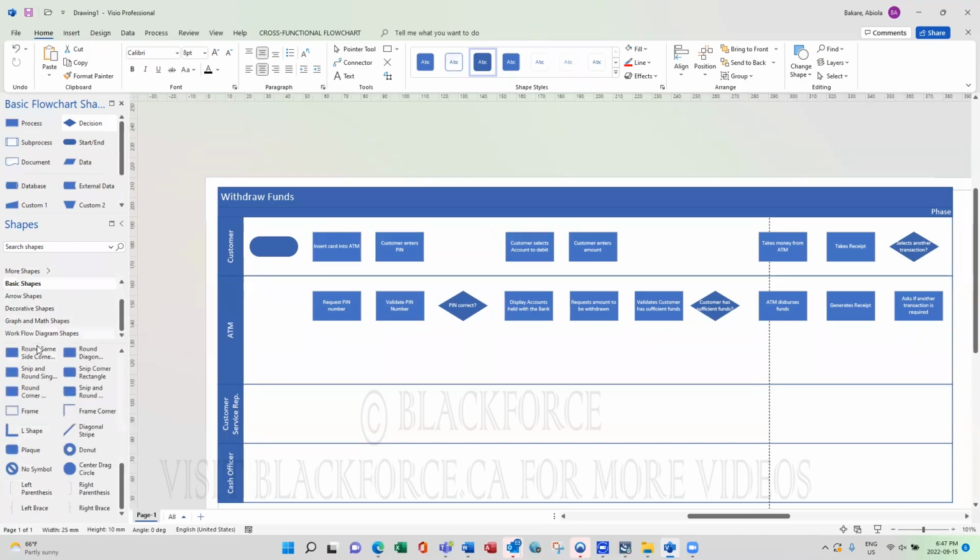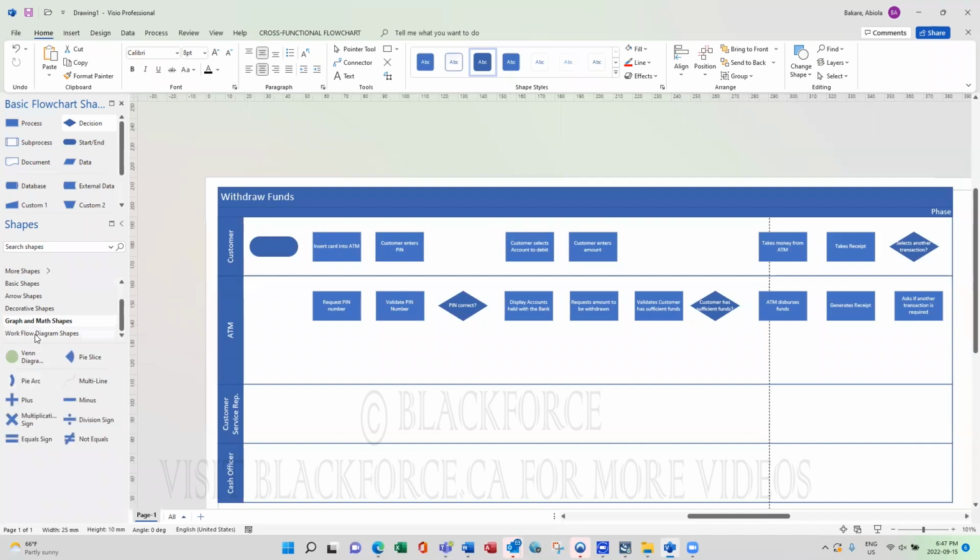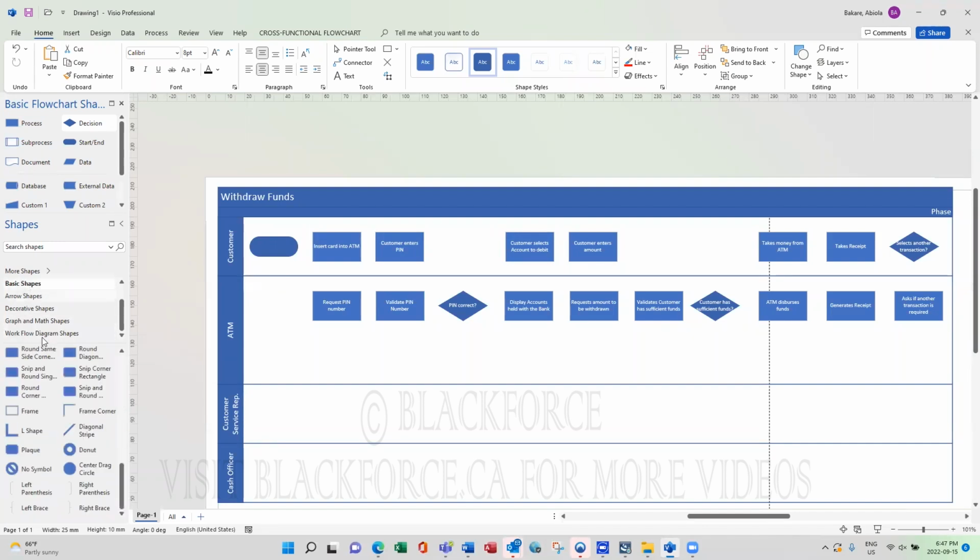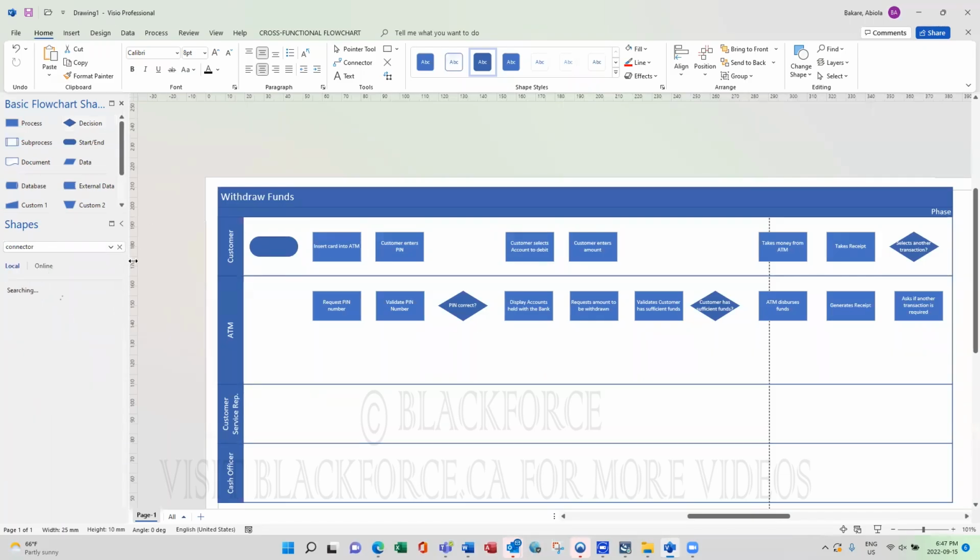Let me look for my connectors. Visio has added so many shapes, right? So if you're looking for a shape and you can't find it, you go in here and you type what you're looking for. If you know the name anyway, I guess if you don't know the name, you may not know what to look for.